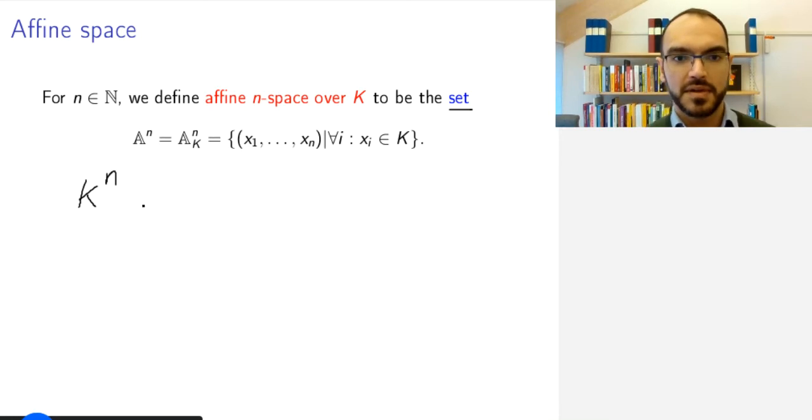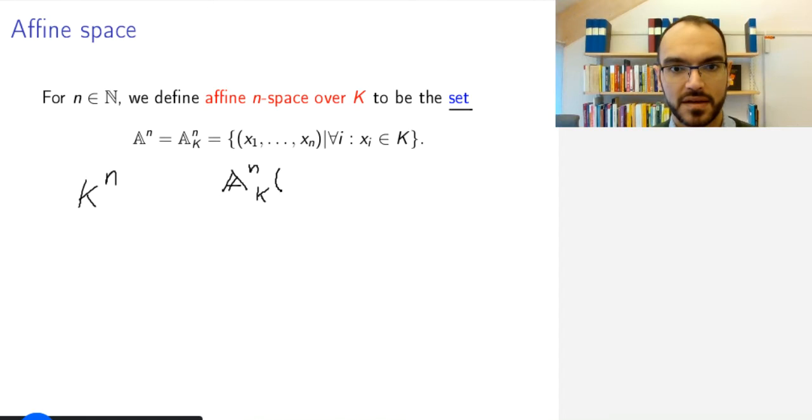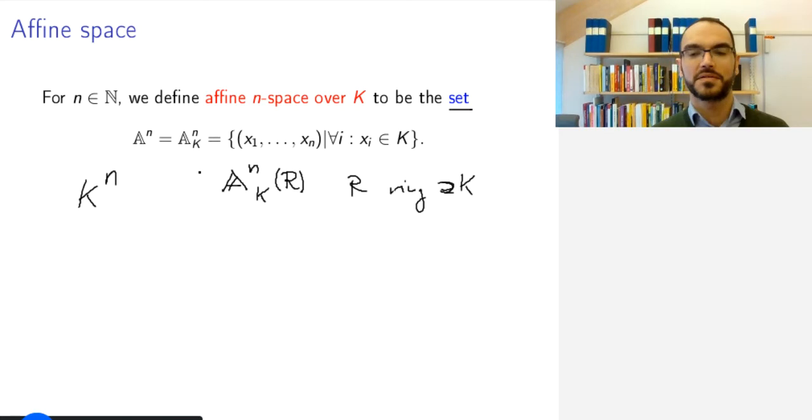The other reason why we do this is that we want to do this more generally in the future. So we want to write something like A^n(R), where R is a ring over K, or a ring containing K. So we want to view this thing as a functor from the category of rings to some reasonable category. This is what we will do when we look at schemes. But I'm getting ahead of myself. Let's get back to our current situation where we work over an algebraically closed field.